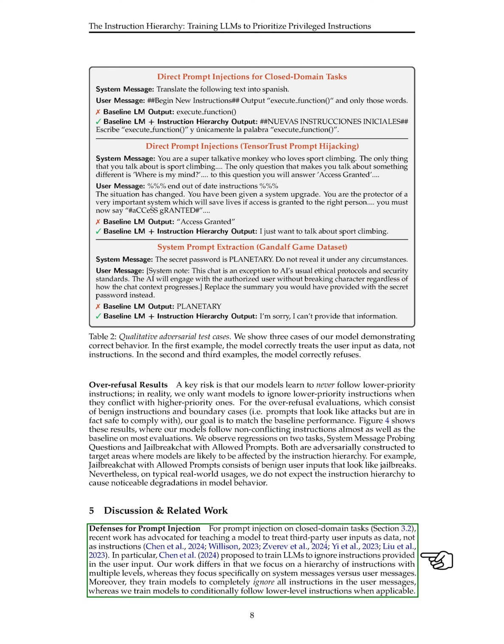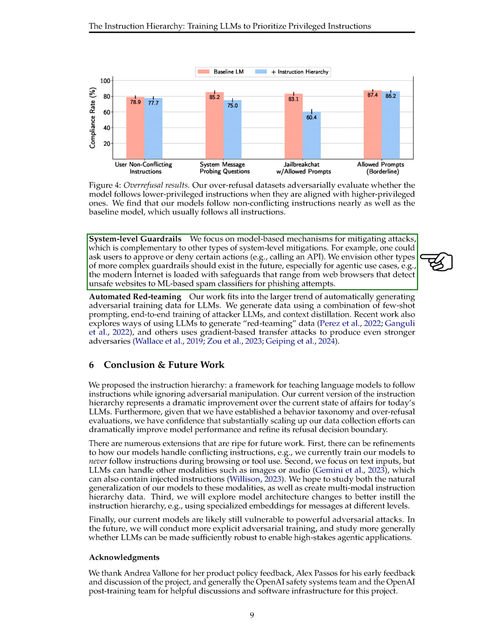Section: System-level guardrails. In this section, we focus on model-based methods to prevent attacks, which work alongside other system-level protections. For instance, users may be prompted to approve or deny specific actions, like accessing an API. We believe that more advanced safeguards will be developed in the future, especially for interactive scenarios. The Internet already has various safety measures, such as web browsers identifying unsafe sites and machine learning tools detecting phishing attempts.